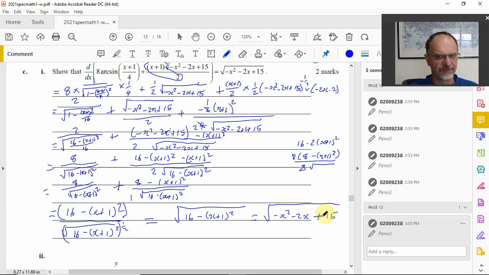All right, so there's a fair bit in that one for your 2 marks. So just be very, very careful while you're doing that. Which then leads us to part 2 of C, and part 2 of C is actually going to use this.